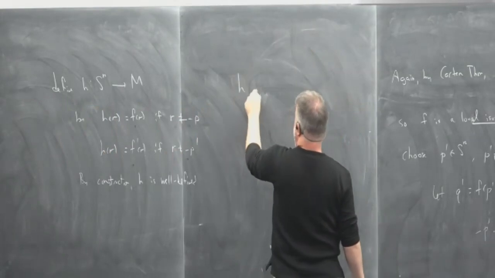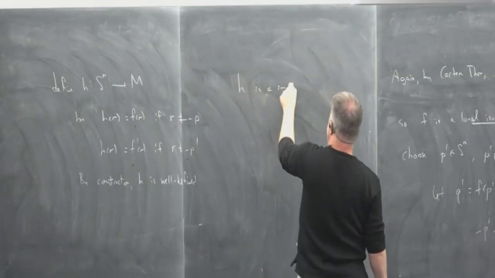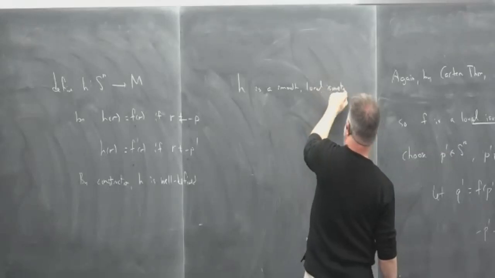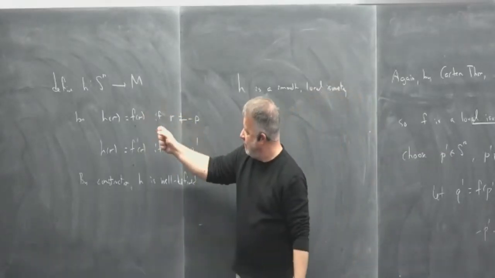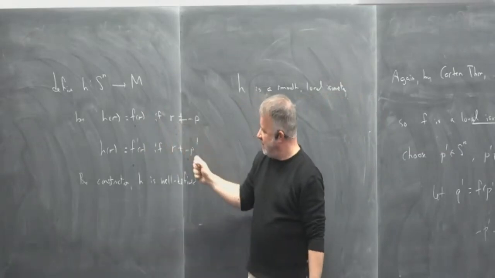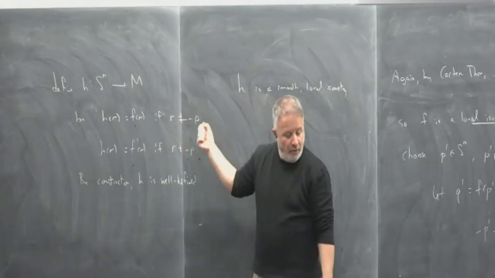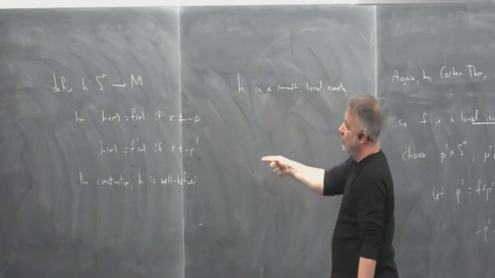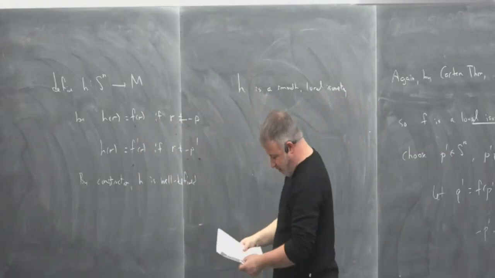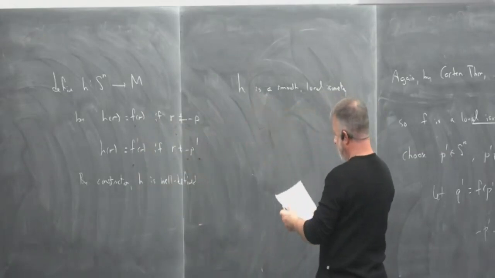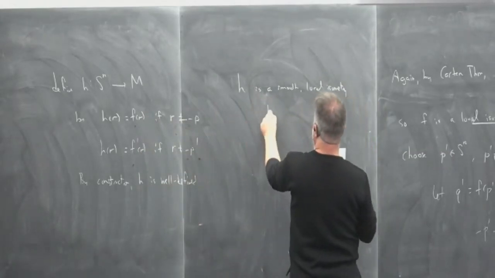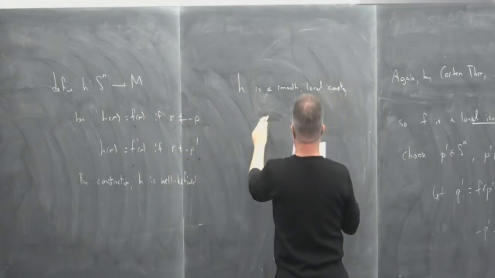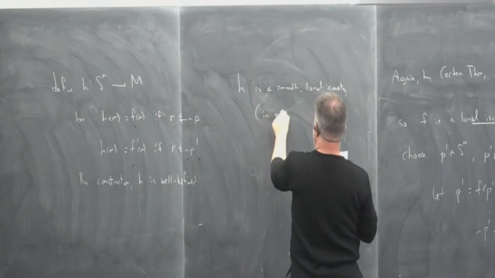So H is a smooth local isometry, because every point in the domain Sn is either not equal to minus P or not equal to minus P prime, or usually both. In any case, it lies in some open set on which it equals another function, which is a local isometry. And hence, in particular, it's a local diffeomorphism.